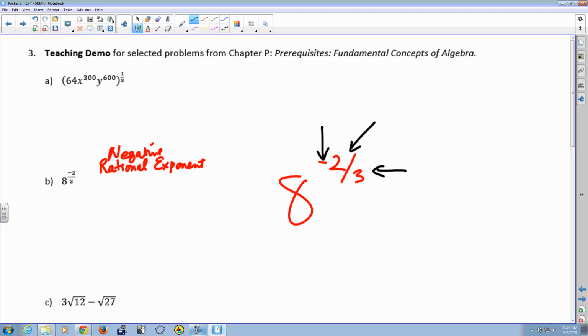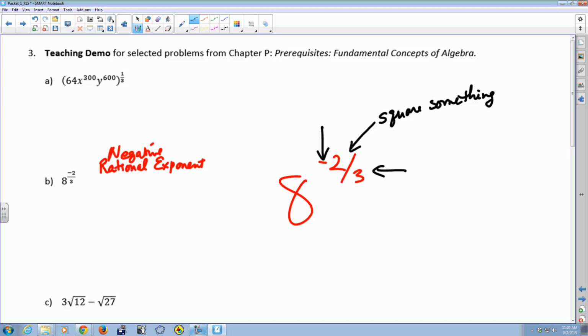The 2 in the numerator always means what it's always meant. It says square something. You could square the 8 if you want, or you could simplify this first and then square it. Okay, doesn't matter the order.